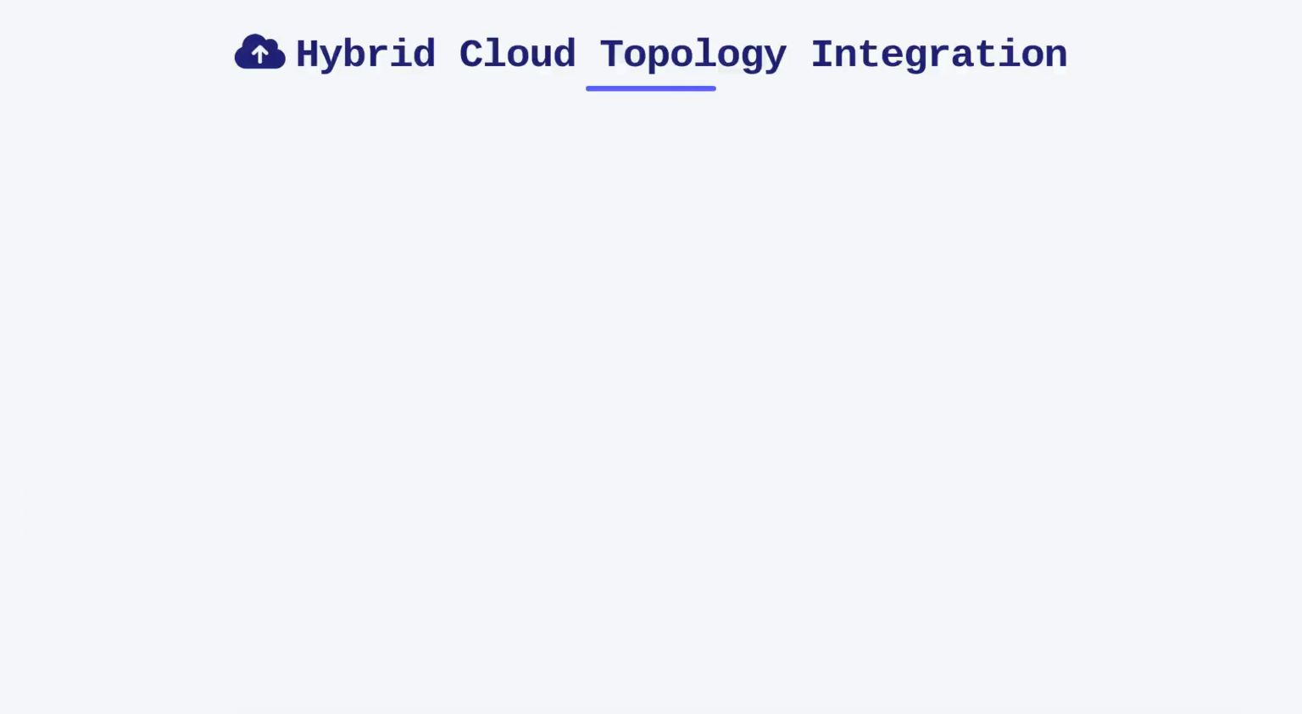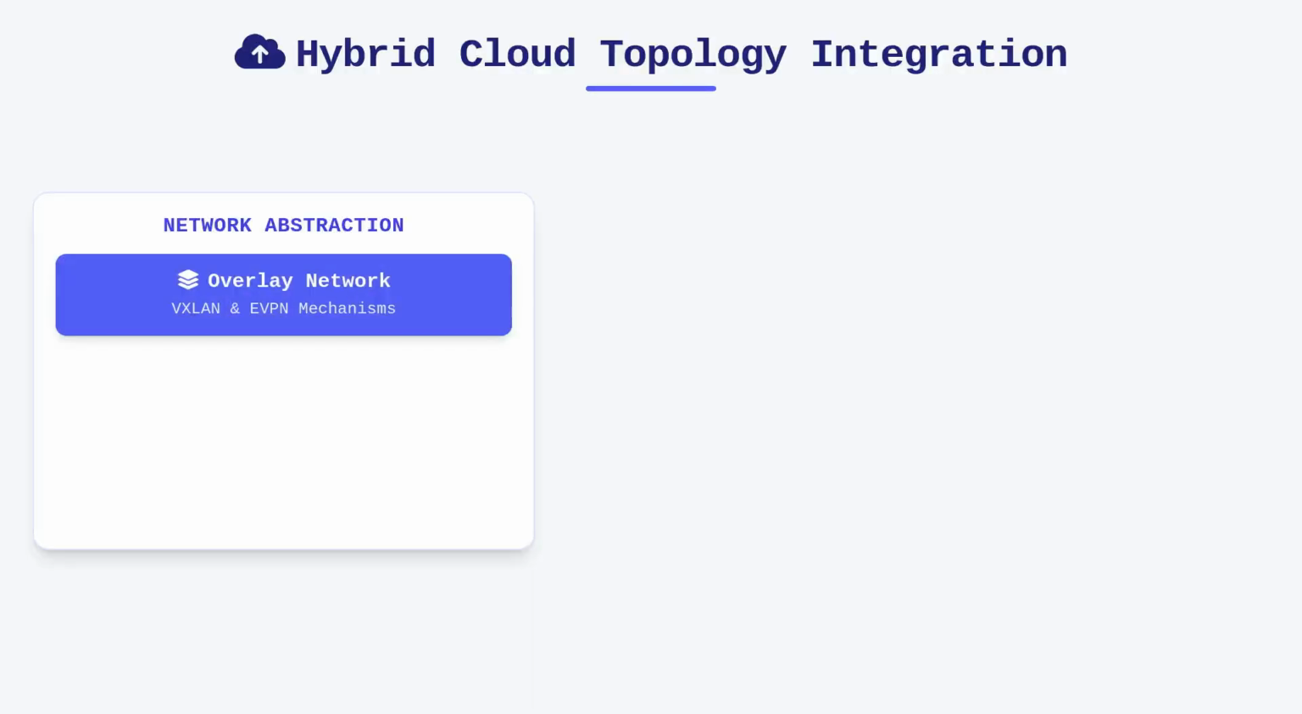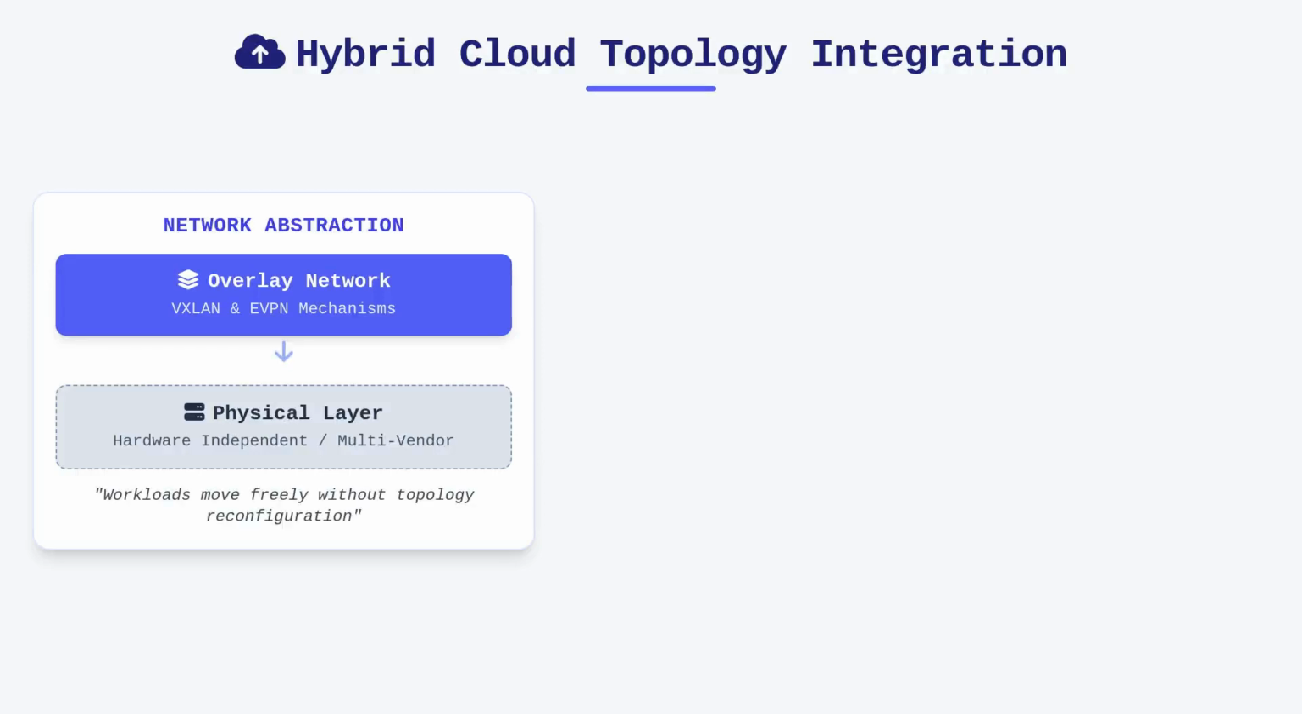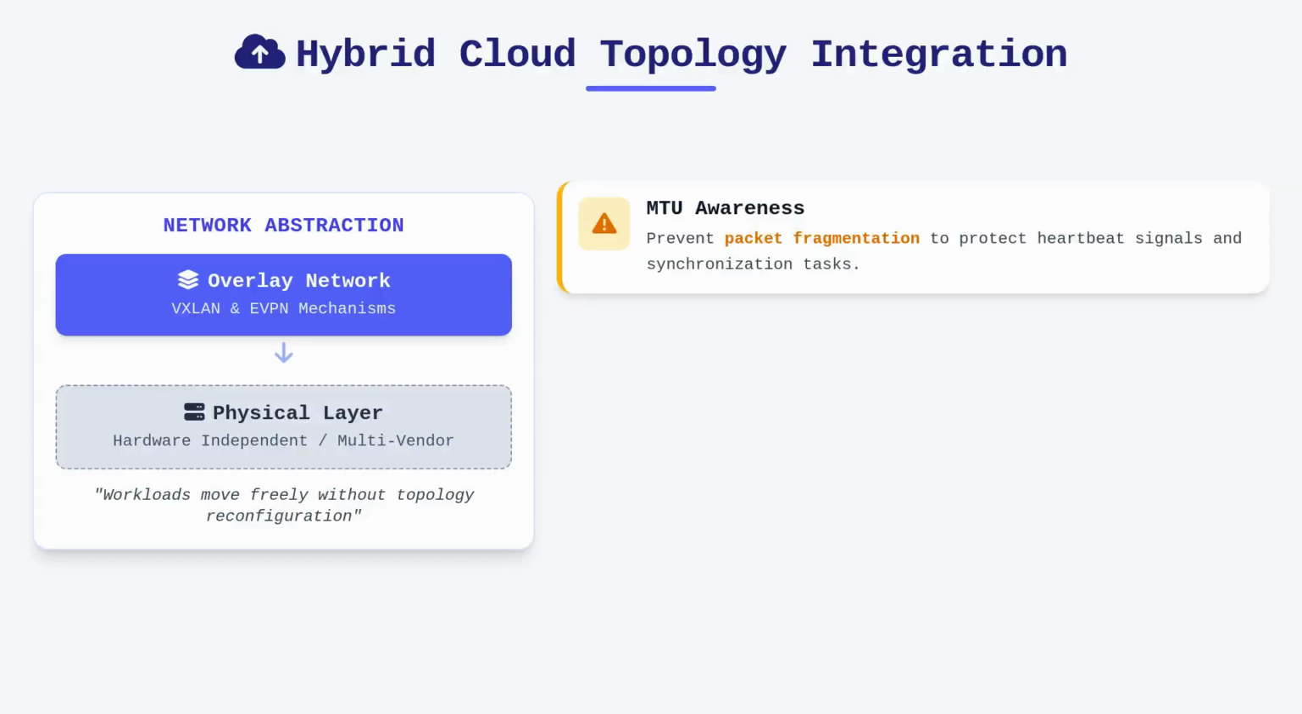The integration of hybrid cloud necessitates that our core topologies are inherently scalable and software-aware. We utilize mechanisms like VXLAN and EVPN to abstract the underlying physical layer, creating an overlay network that remains consistent regardless of the hardware manufacturer. This approach provides the flexibility to move workloads between physical clusters without reconfiguring the underlying core topology every time a server is added or removed.